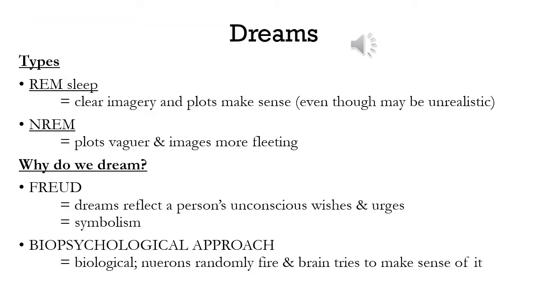So now I just want to talk about types of dreams. During your state of sleep, you have two types of dreaming that can take place. Non-REM, which is the first component, the 75%, you have dreams that are a little bit vague and images are more fleeting. You can't quite make realism out of them. But in REM sleep, these are very clear and the plots make sense, even though they're really unrealistic, but they do make sense.